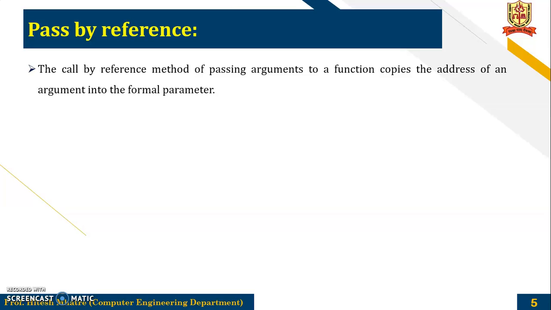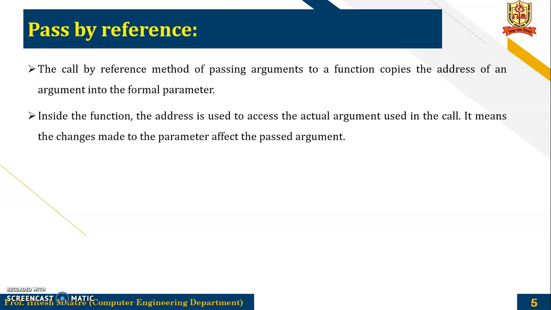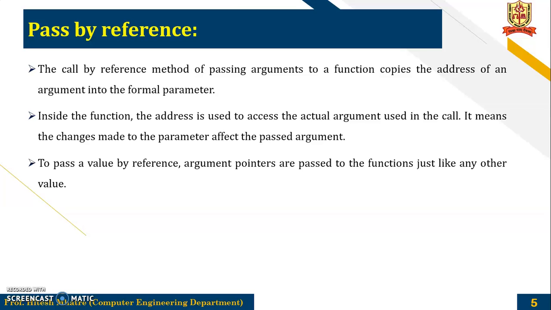Now we have seen here for a variable, the variable may hold a value, and the variable where the value is stored has some address in your memory. So in pass by reference, you are passing the reference, that is the address of that particular variable. Inside the function, the address is used to access the actual argument used in a call. It means the changes made to the parameter affect the passed argument. Since we are directly dealing with the address, we are not only dealing with just the value. So the changes that are made are reflected.